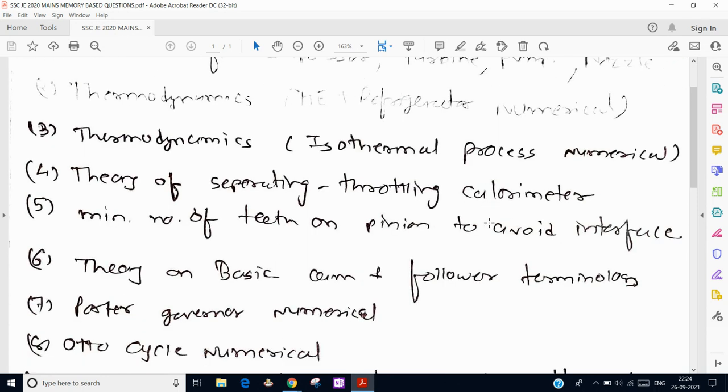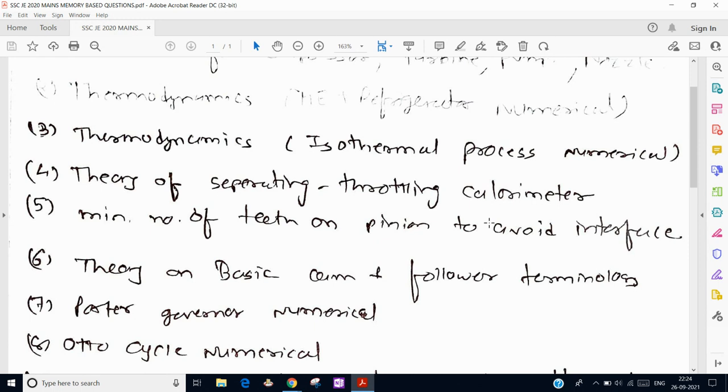The next question was theory: we have to write down the theory of the separating throttling calorimeter with a neat sketch. The fifth question was a derivation of the minimum number of teeth required on a pinion to avoid interference. You have to derive it with a neat sketch.